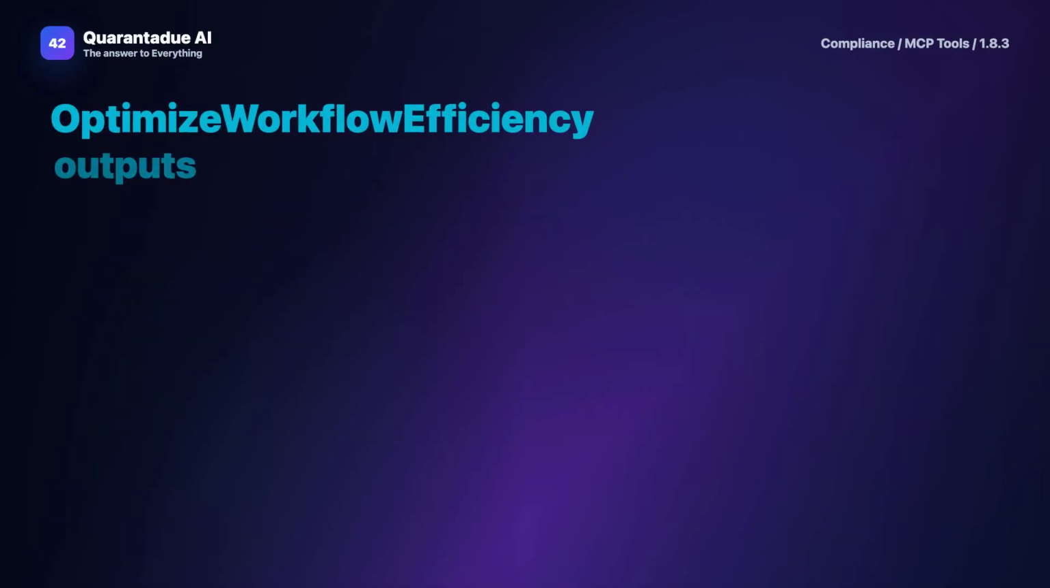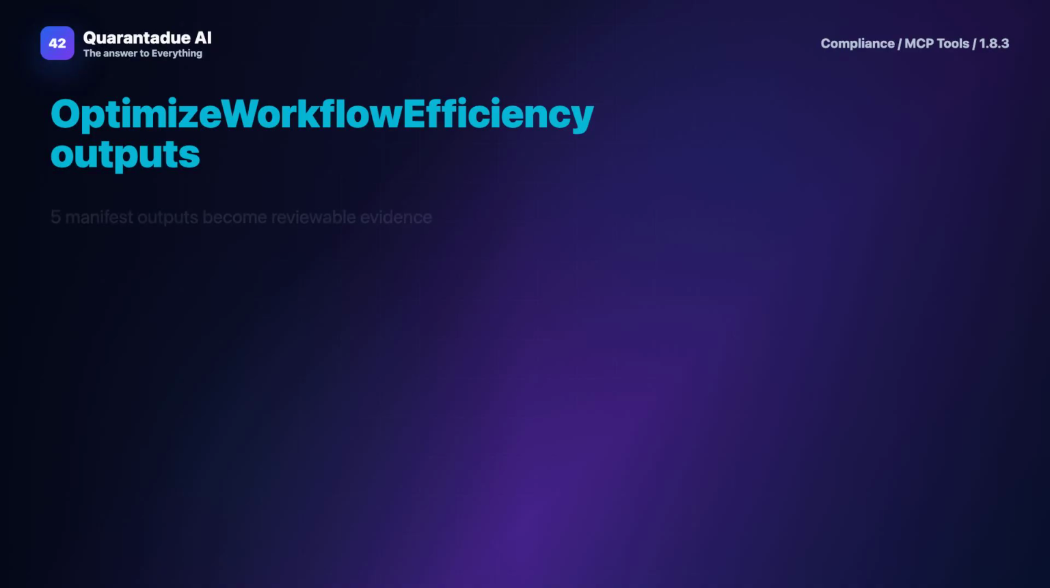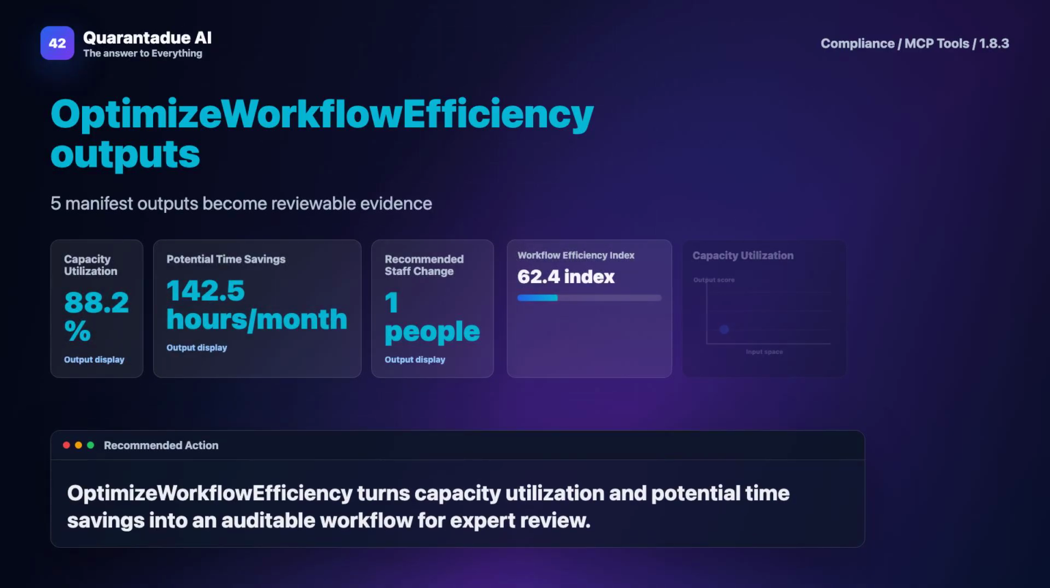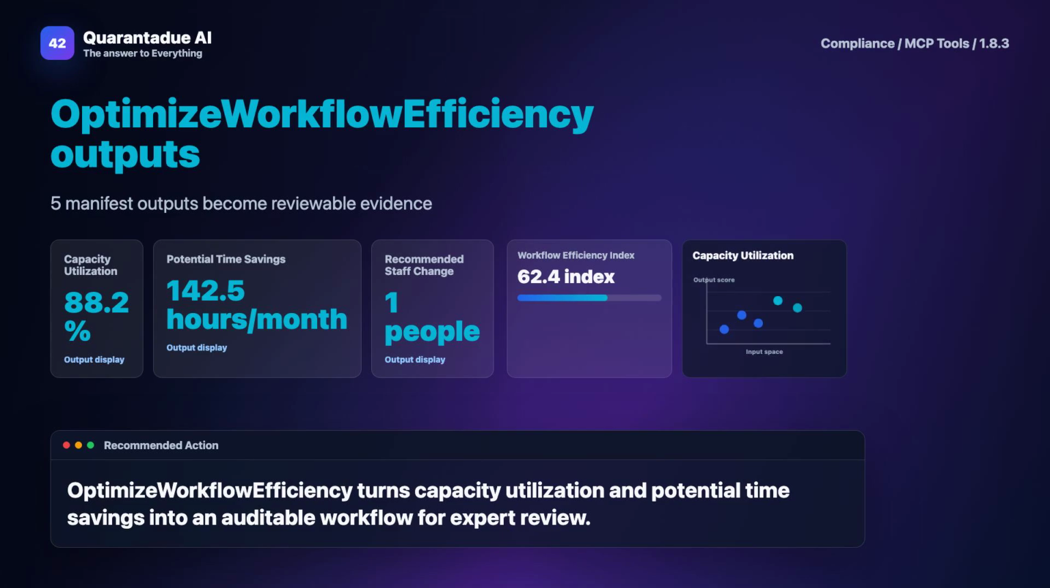And project the monthly time savings in hours that could be achieved by increasing automation based on current manual intervention rate, automation coverage, and staff count. This keeps the process deterministic, reviewable, and aligned with how compliance teams actually make decisions.